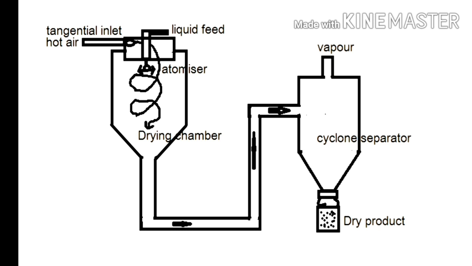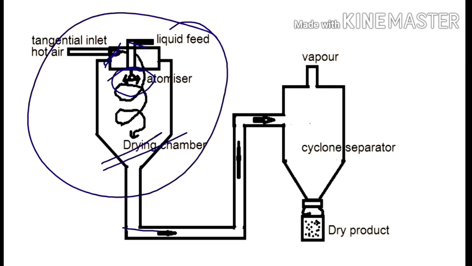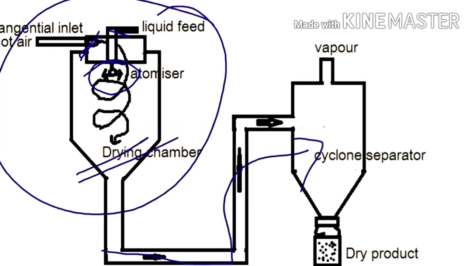Spray dryer consists of a large cylindrical drying chamber with a short conical bottom. It consists of two inlets. One is for introducing hot air and the other inlet for carrying a spray disc atomizer. Actually, these two inlets are present in the roof of the drying chamber. The bottom of the drying chamber is connected to a cyclone separator. So, this is simply spray dryer.